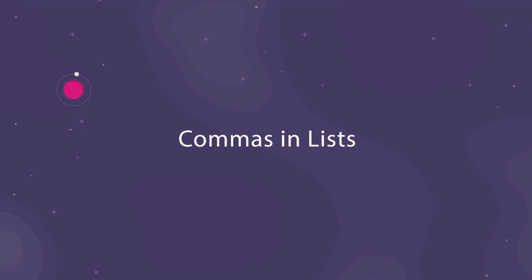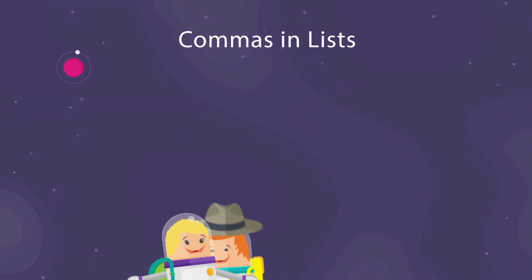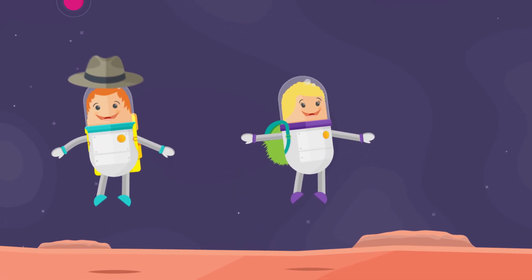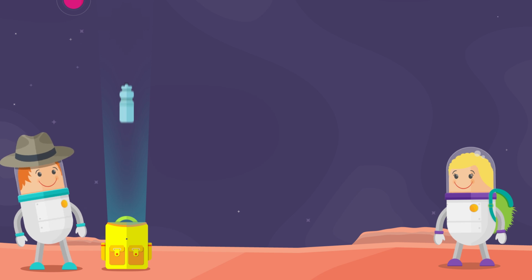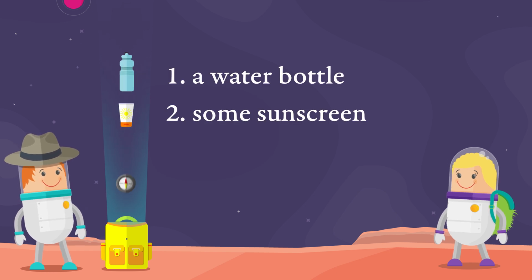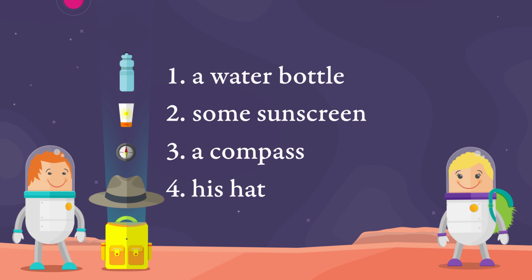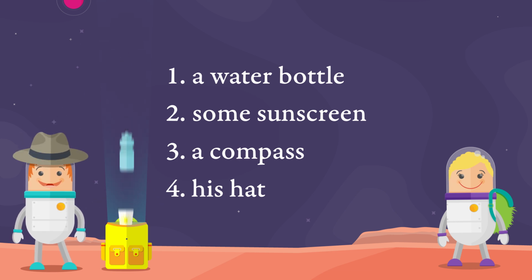Let's look at commas and how we use commas in lists. Here come Ben and Jody, and it looks like they're going hiking. Ben is taking a water bottle, some sunscreen, a compass, and his hat. That's quite a list, Ben.